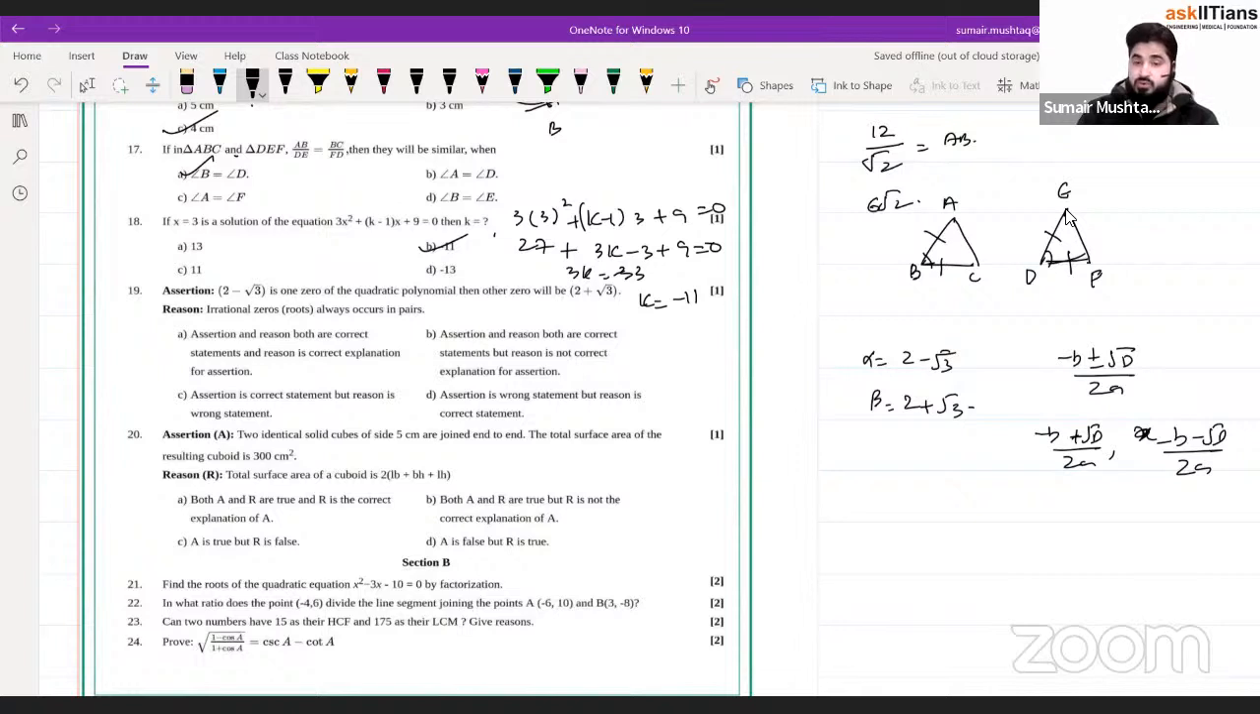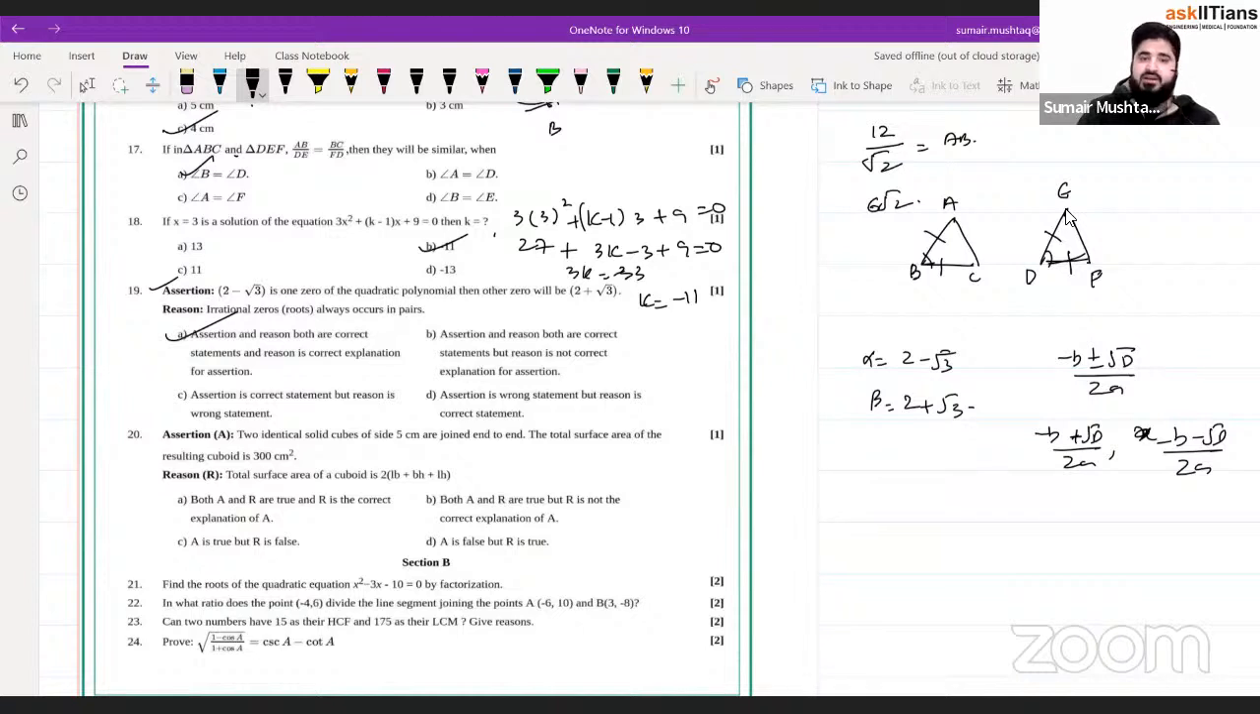Got it? So that means the first assertion is correct. What is the reason of this first assertion to be correct? That the irrational zeros, roots are always in pairs. Isn't it correct? So assertion and reason both are correct, and the reason is the correct explanation for the assertion. So this one is correct.